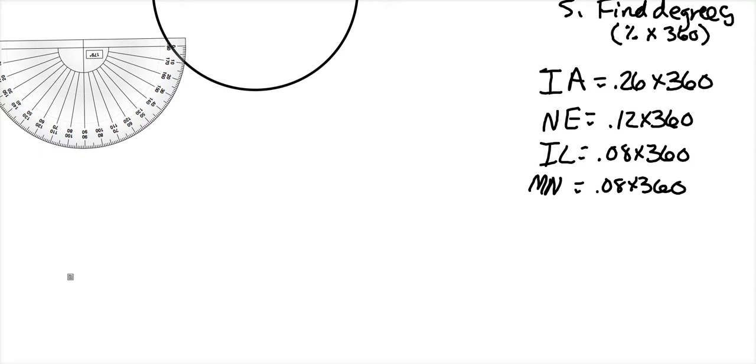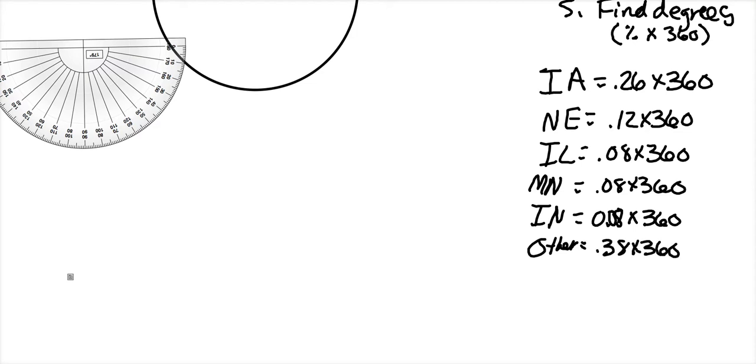Then we're going to have Indiana, which is also 8%, so 0.08 times 360. And then we have other, which we said was 38%, so 0.38 times 360. All right, let's go ahead and find all of these then. Now we need our degrees to add up to 360, right? So let's make sure we get that at the end there.